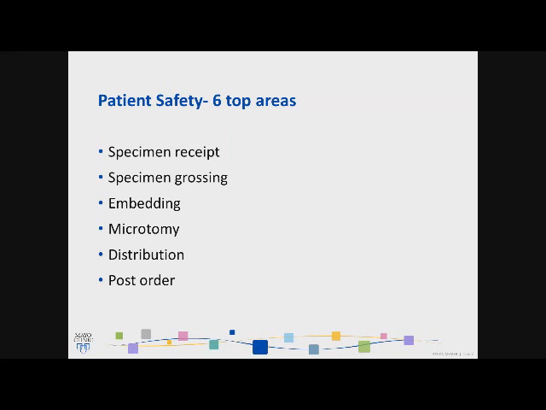The first one is specimen receipt. When you take in a specimen, where is the possibility to reduce these errors? Then specimen grossing, embedding, microtomy, distribution, and also posters.